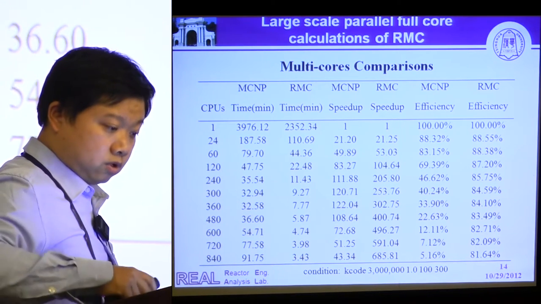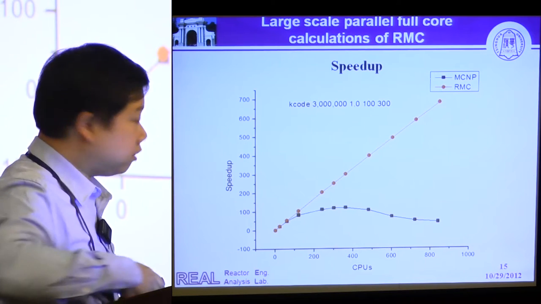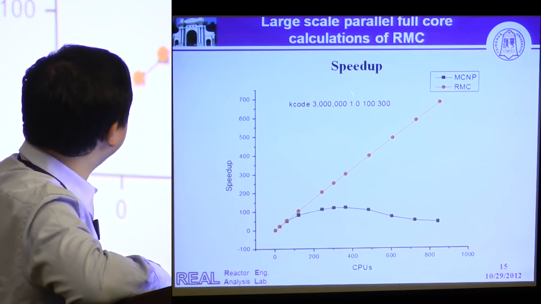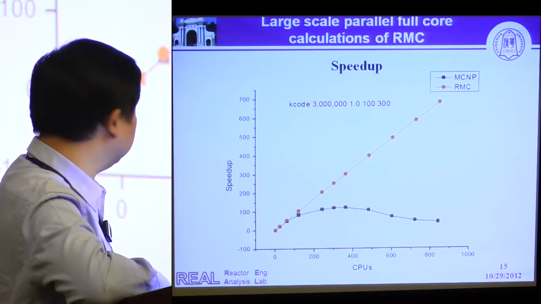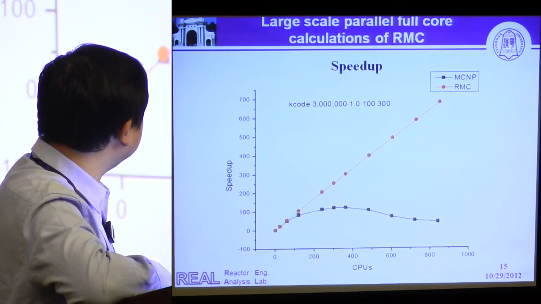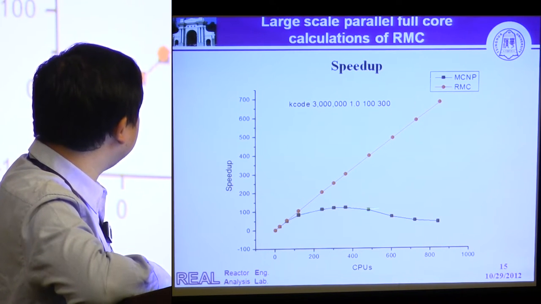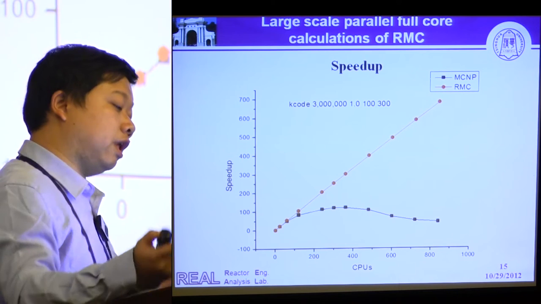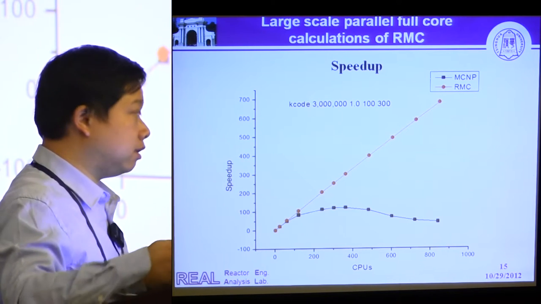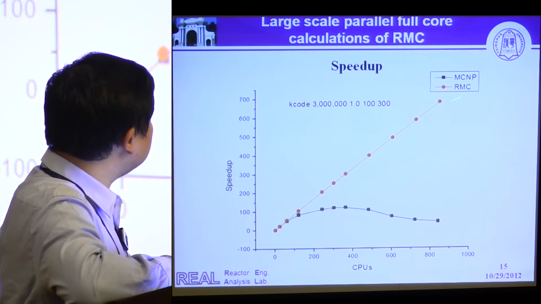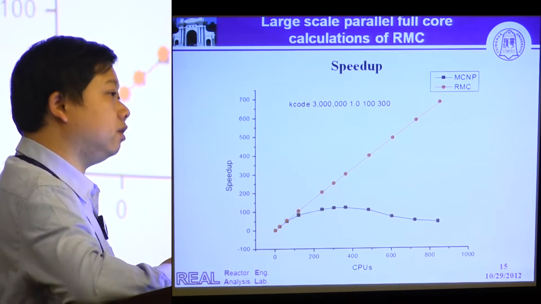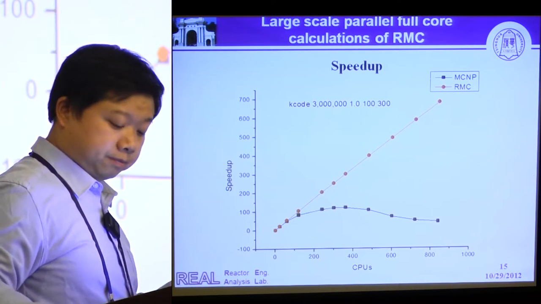This figure shows our speed up comparison between the MCNP and RMC code. The red line is the speed up ratio of RMC and the black line is MCNP. Maybe the MCNP we used is a very old version, but anyway, we can find the red line shows our RMC has a very good parallel capability.